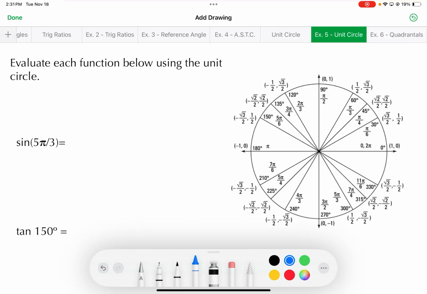Let's say I want to find sine of 5 pi over 3. Well, I think 5 pi over 3 places me right here on the unit circle. And I know that that's passing through the point of 1/2, negative radical 3 over 2. Well, all I got to do is identify the y coordinate of that, and that's my result.